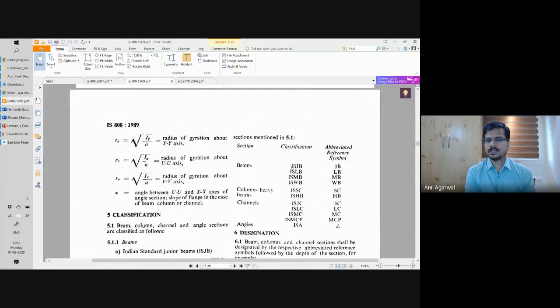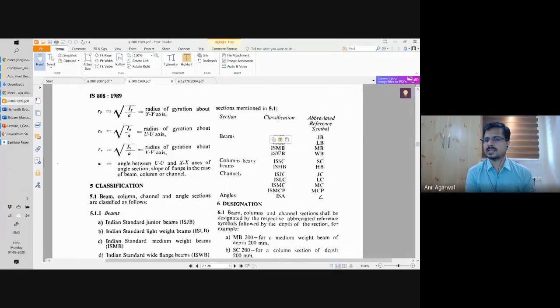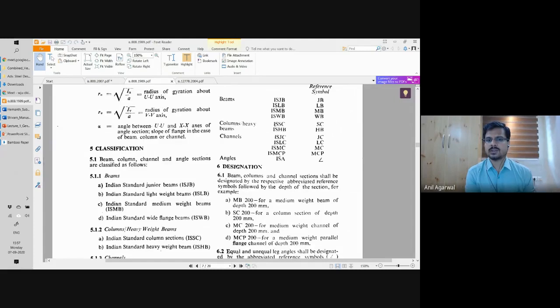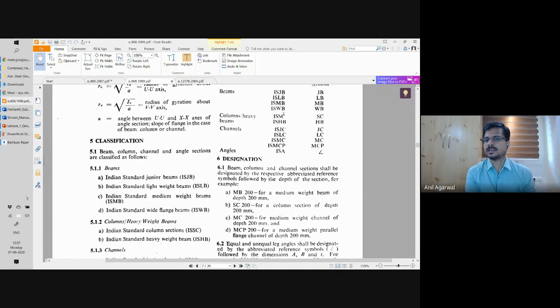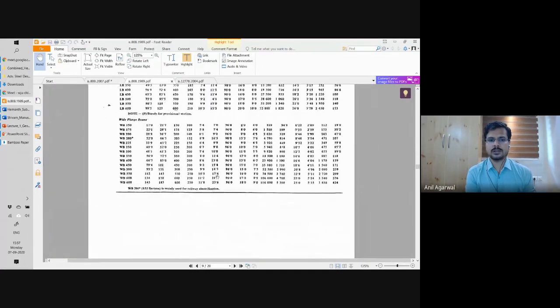Yeah. So it has ISJB cross section, ISLB cross sections, ISMB cross section. You all know about ISMB, Indian Standard Medium Beam. W stands for Wide Flange Beam, Indian Standard Light Beam, Junior Beam, right? And likewise, you have columns or heavy sections, ISSC, ISJC. These are channel sections. ISSC is not a channel section, even though it has C at the end. It actually stands for column. Whereas ISJC is junior channel.